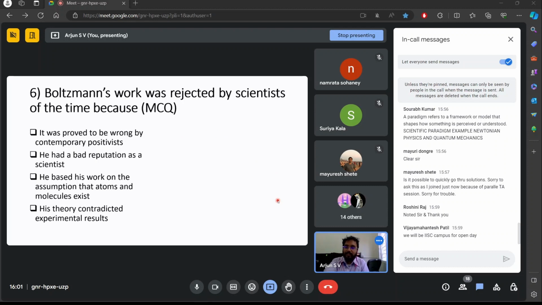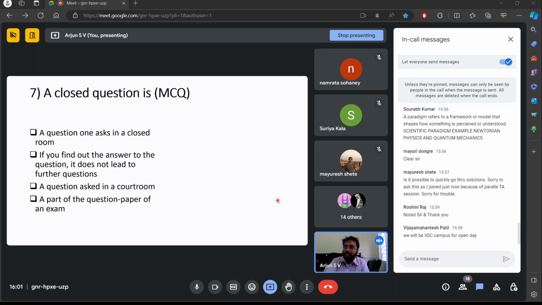Question number six, Boltzmann's work was rejected by scientists of the time because he based his work on the assumption that atoms and molecules exist.